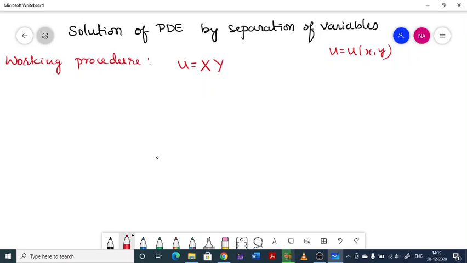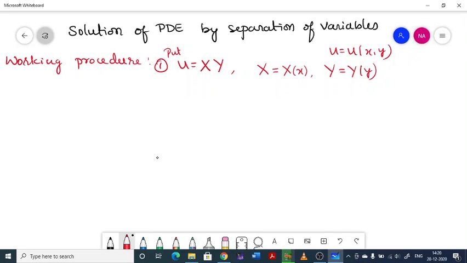So in small x small y idre, you have to write here capital X and capital Y, where this capital X is a function in small x and this capital Y is a function in small y. So these two are functions in single variable, keep that in mind. Here u is a function in two variables, where X and Y are functions in single variables. So first step is put the dependent variable equal to product of independent variables in capital letters.